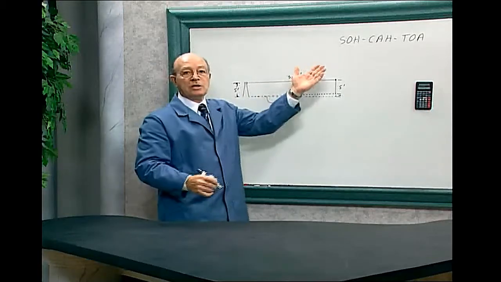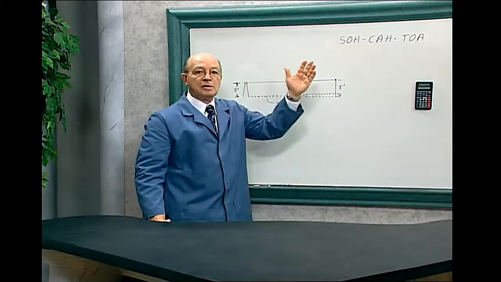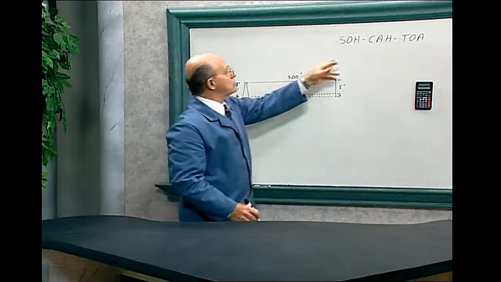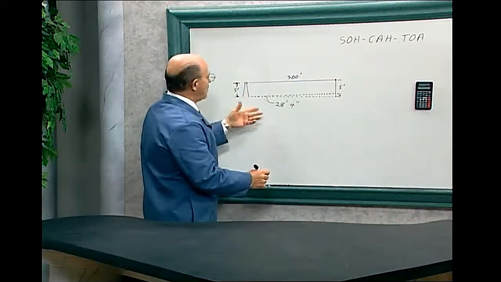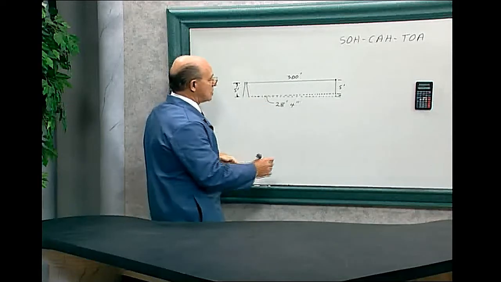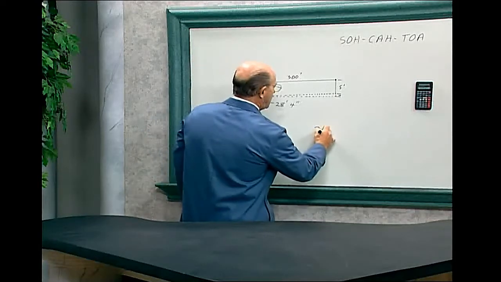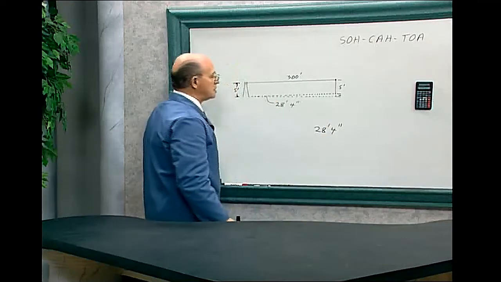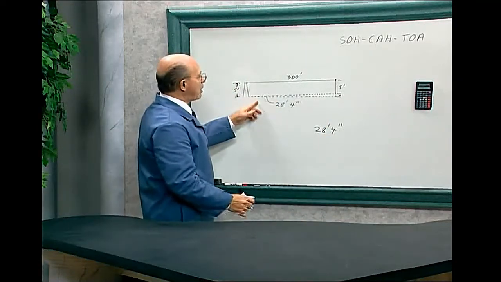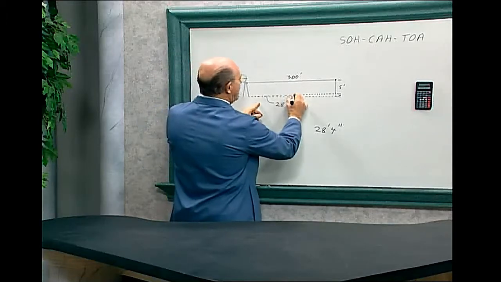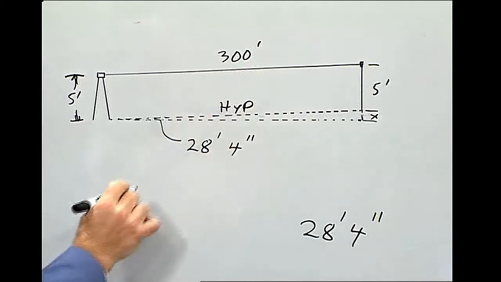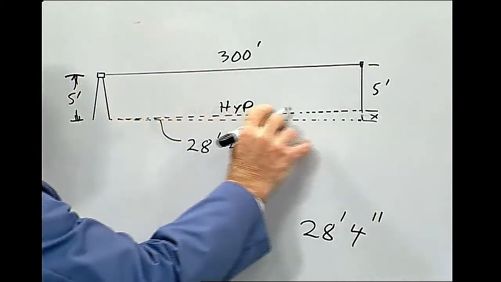Now let's look at this famous Indian name to solve our problem. And what do we have here? SOHCAHTOA. Now we have the angle that we got to find. So this is the angle, 28 minutes, 4 seconds. So what do we have? We have here the hypotenuse, that's 300 feet, and that's this line that's on an angle.